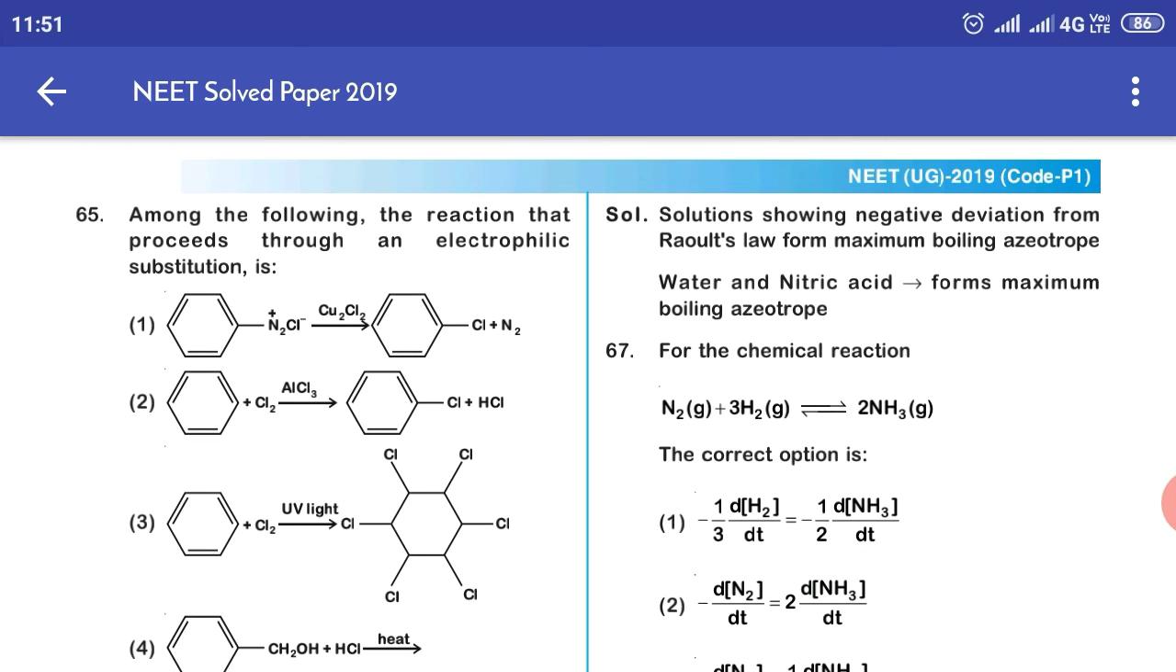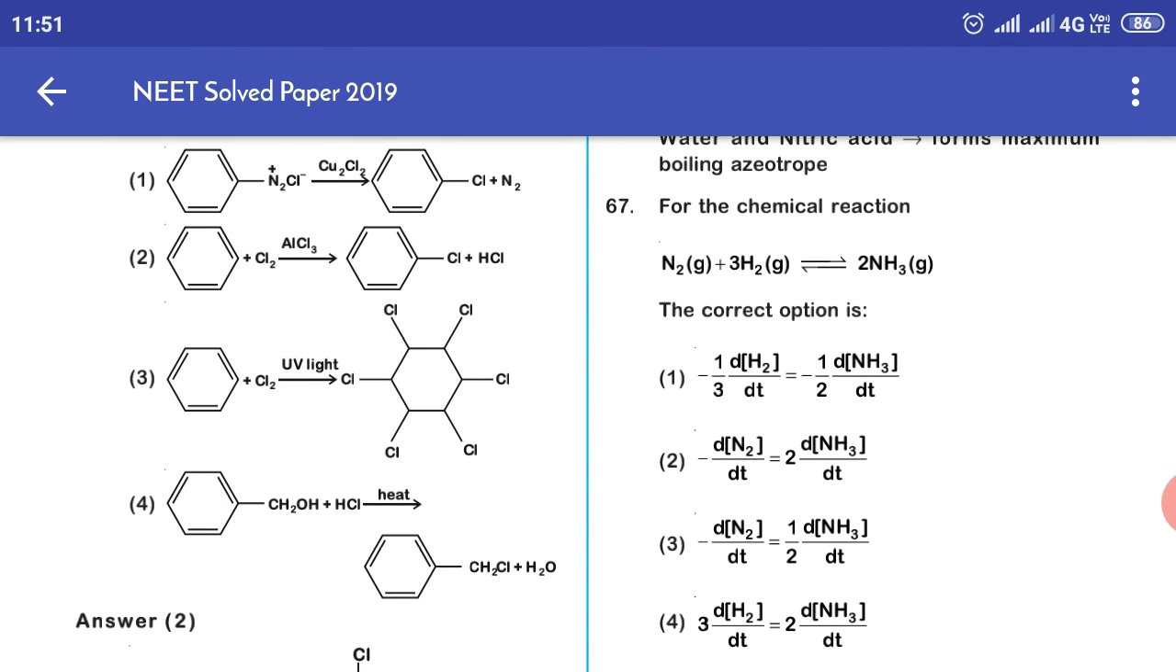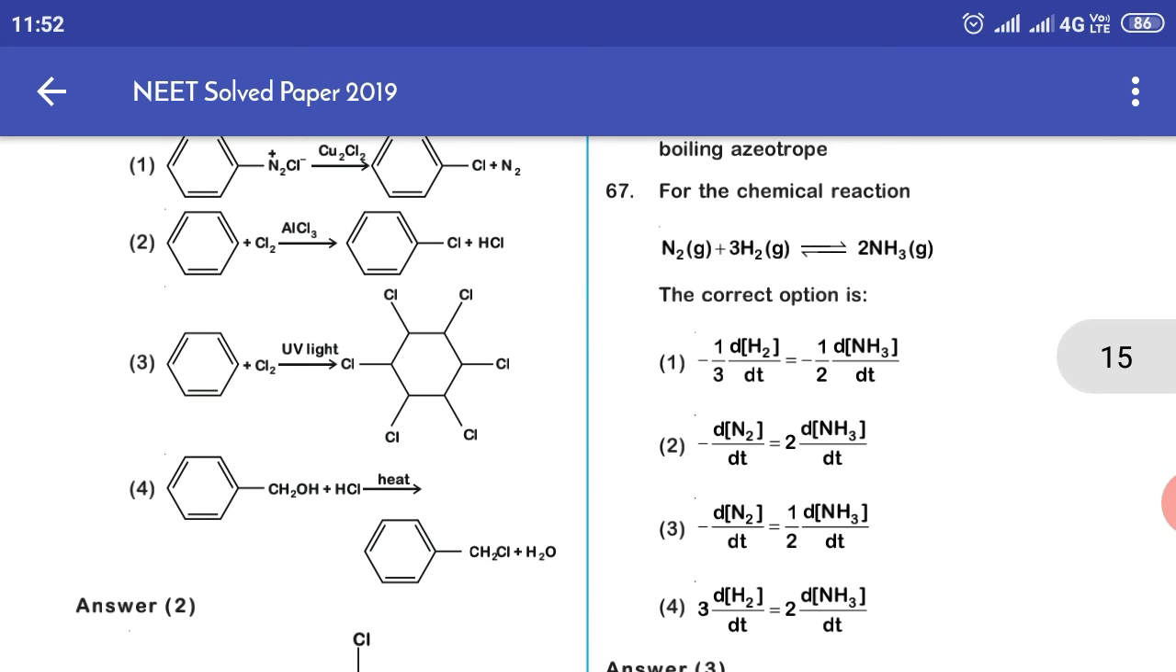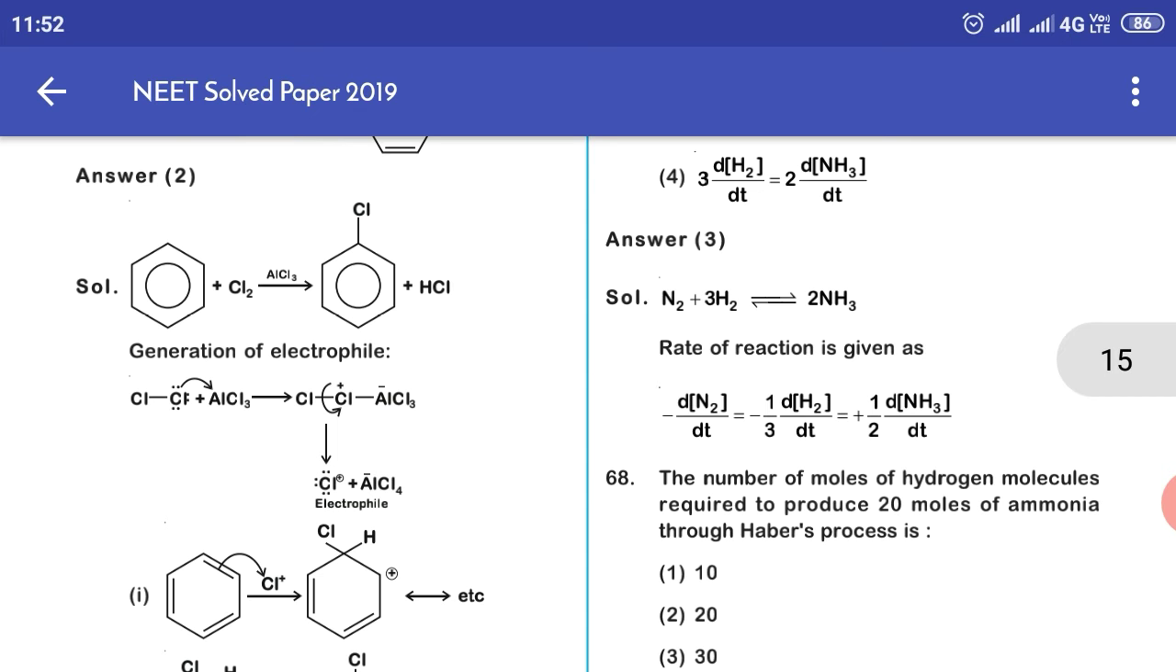Question number 65: among the following, the reaction that proceeds through an electrophilic substitution reaction. The first is chlorobenzene formed with nitrogen gas; in the second case halogenation takes place; third is also halogenation; fourth is also chlorination, that is, CH2Cl is formed. Option 2 is the correct option. This is the halogenation reaction, chlorination in the presence of a Lewis acid. Chloronium ion is formed and attacks one of the carbon positions of benzene, and chlorobenzene is formed. This is the electrophilic substitution reaction. This is the mechanism. Here chloronium ion is the electrophile.